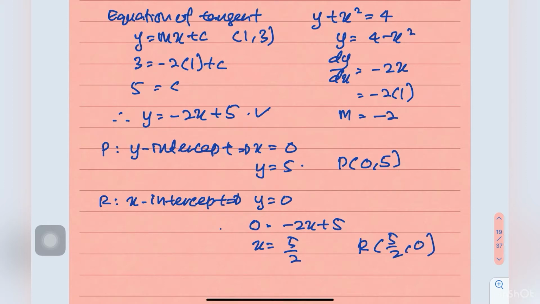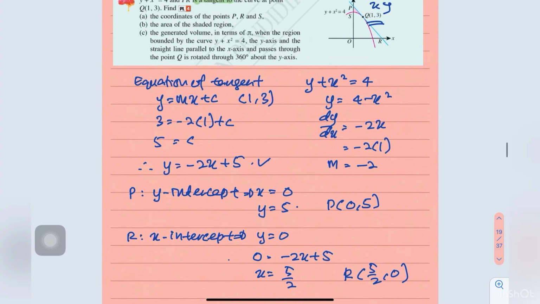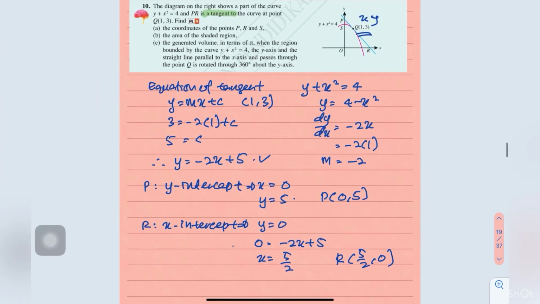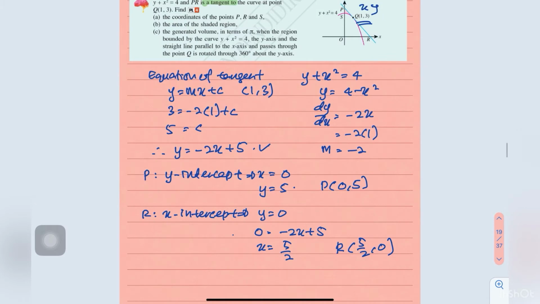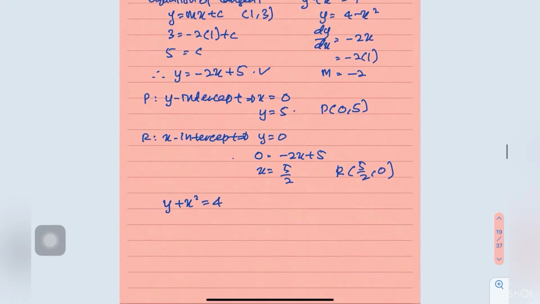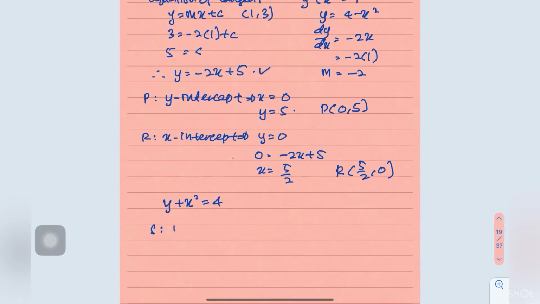Okay, so next we need to find the coordinate of S. The coordinate of S is for the pink curve, so the equation is y + x² = 4. S is the y-intercept, so x equals 0. Therefore y equals 4. Then S is (0, 4).